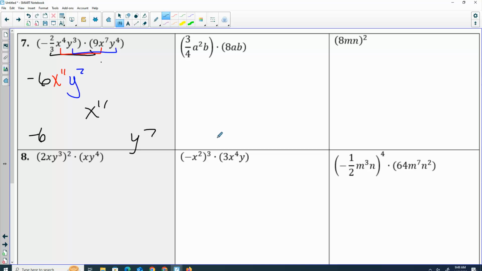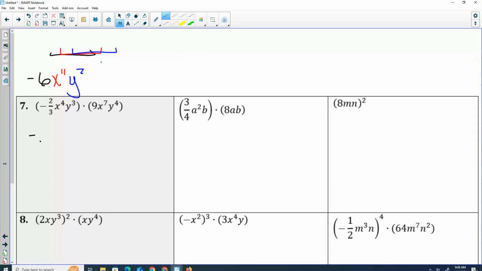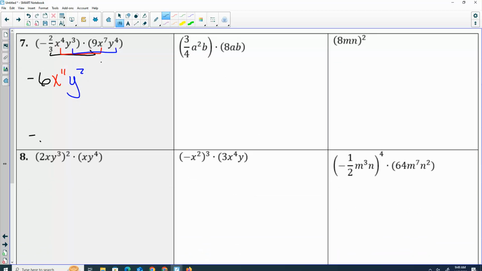Okay, they're all multiplied together, so write them all side by side when you do that, okay? We're doing just that examples column. That was it. Okay.